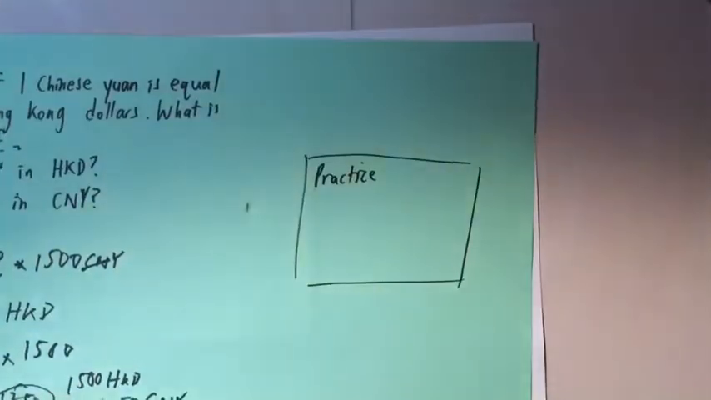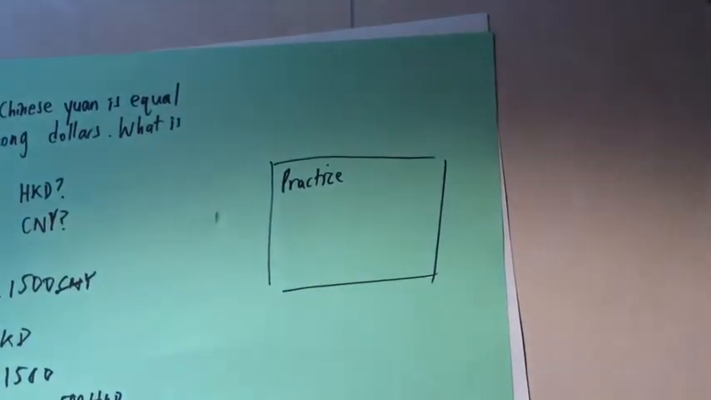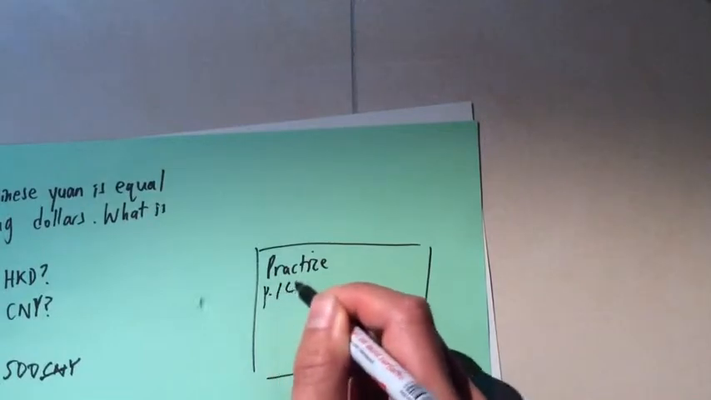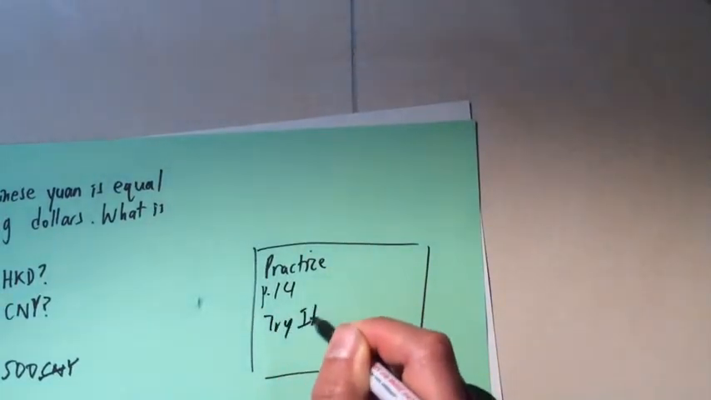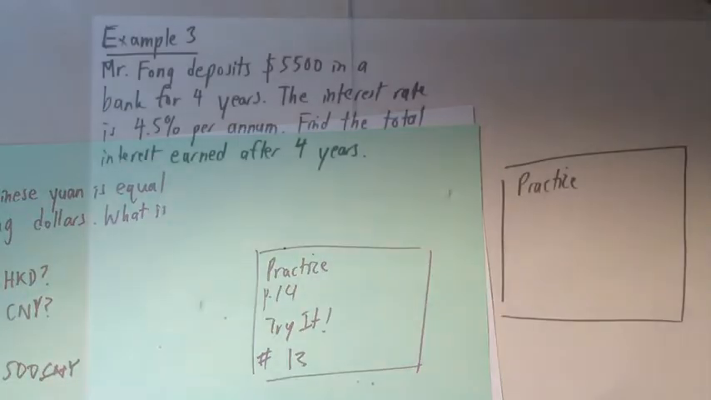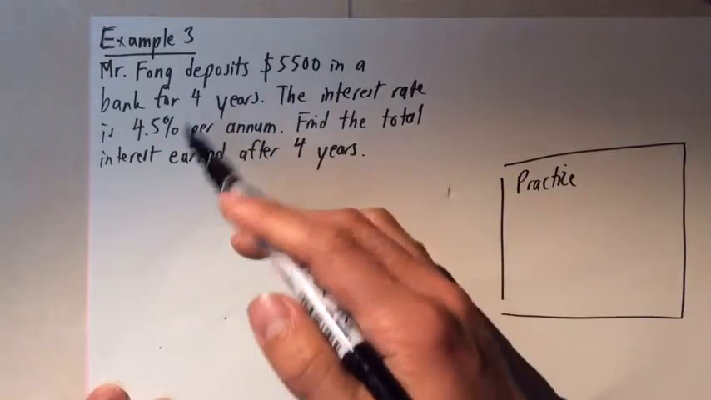All right, so for practice, I'd like you to try to answer question number 13 on page 14. Page 14, try it, number 13. Okay, for question number 3, we have an example related to interest rates. Now, these questions are done a little bit differently. Let's read through the problem. Mr.